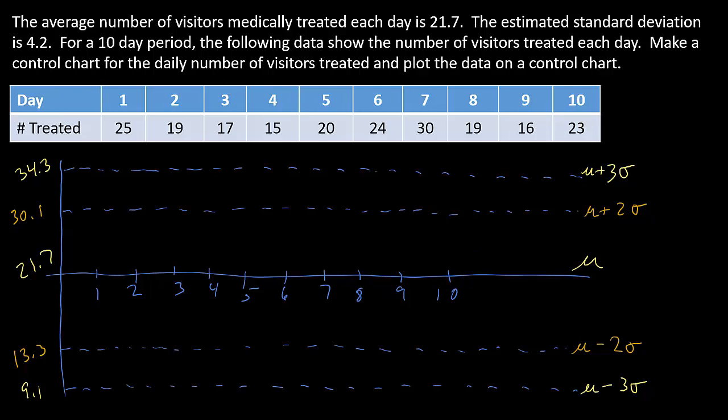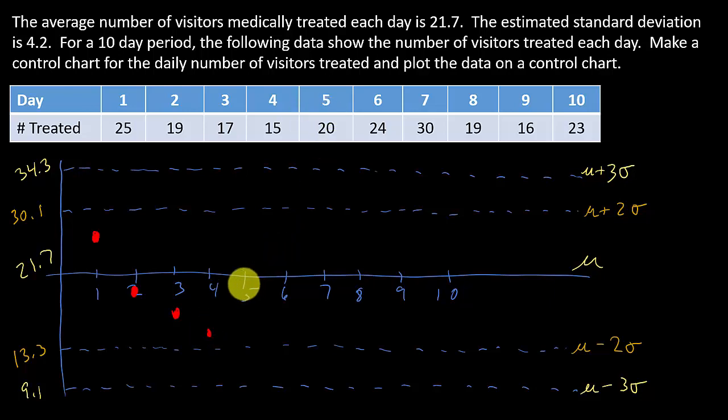All right. So now I've got the point 1, 25. So that's going to be about halfway in between there. It'll be about somewhere about right in there. And then I've got 2, 19. Well, that's 21. So 19 is going to be probably about right in there. 3, 17. That's going to be about right there. 4, 15. And that'll be about right in there.